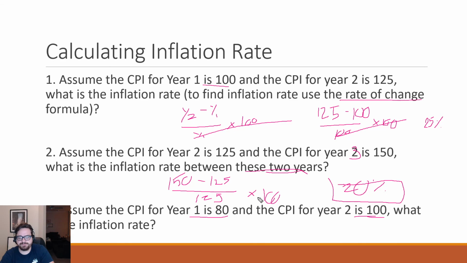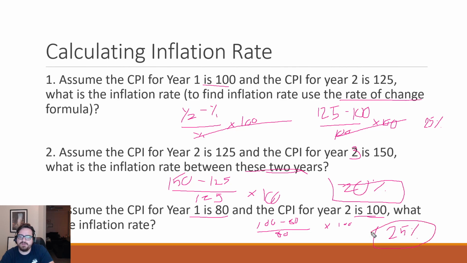For this one, it says year 1 is 80, year 2 is 100. That does technically mean that year 2 is the base year, but it's asking what's the inflation rate between these 2 years. I need to do 100 minus 80 over 80 times 100. 100 minus 80 is 20. 20 over 80 is 2/8, which means it's 1/4. That's 0.25, so that's 25%.